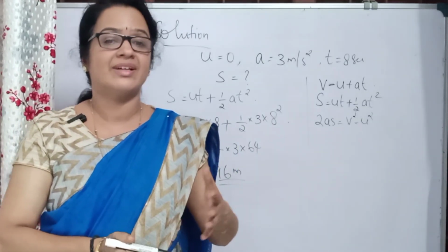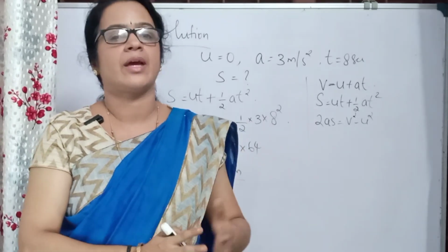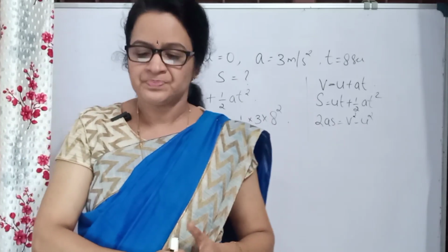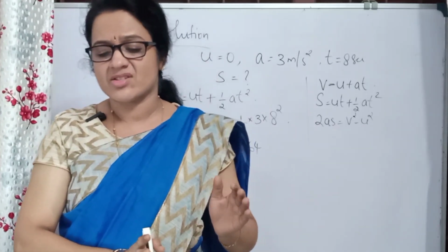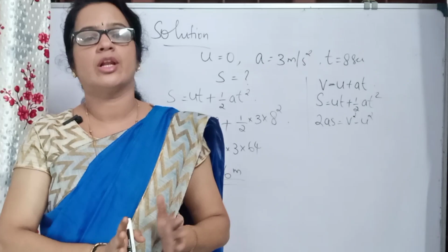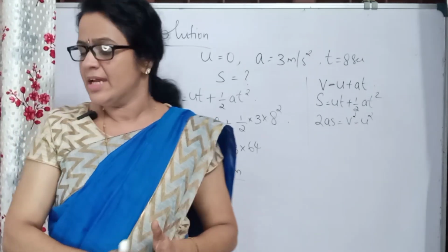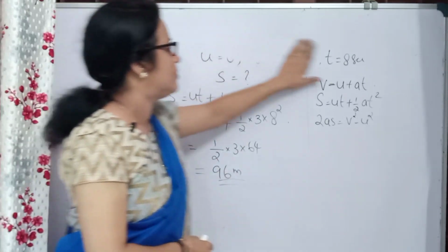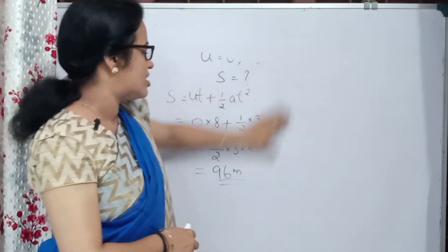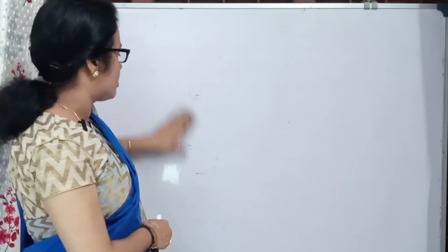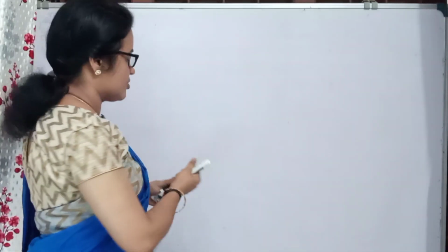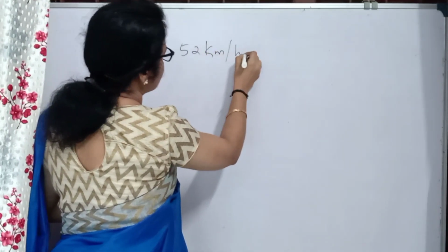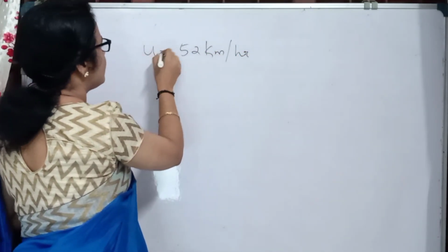So here we have to draw the speed time graph of these two cars. Okay, so what are the things given here? Here a car which was traveling with a speed of 52 km per hour. What does it mean? Initially it was moving with a speed of 52 km per hour. Okay, so initial velocity can be written as u is equal to 52 km per hour.